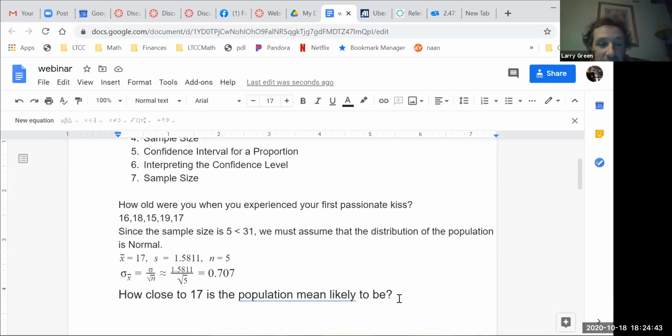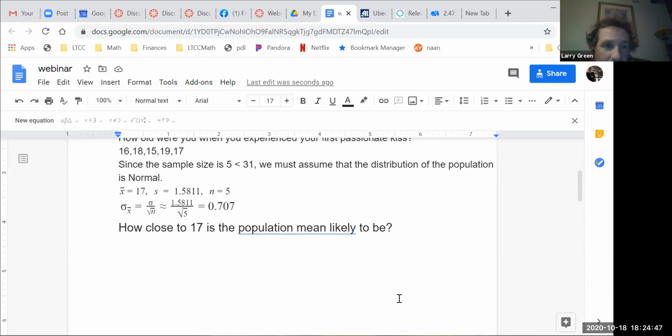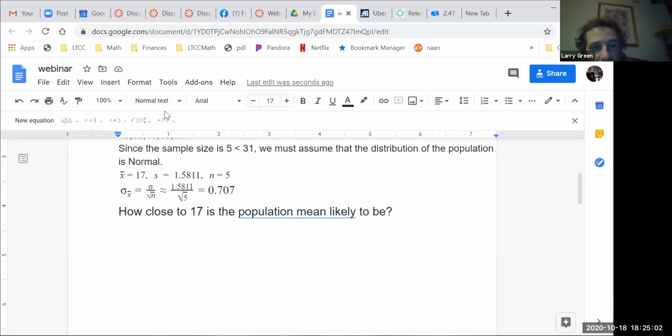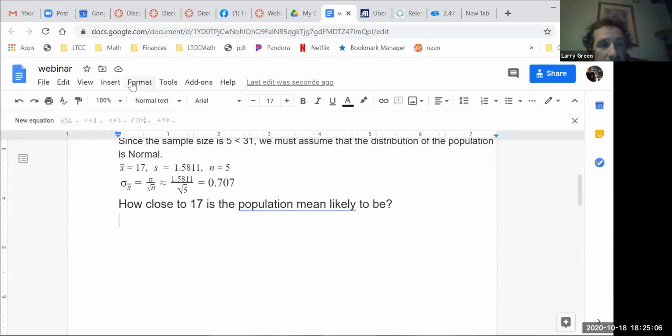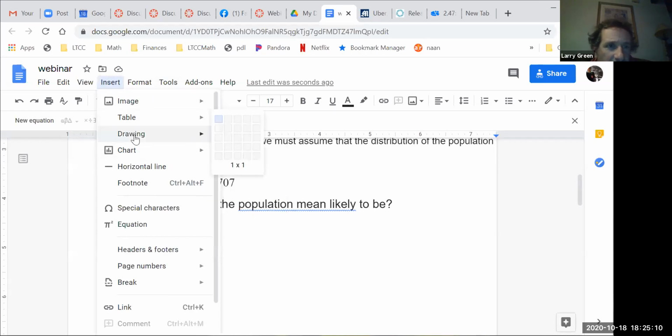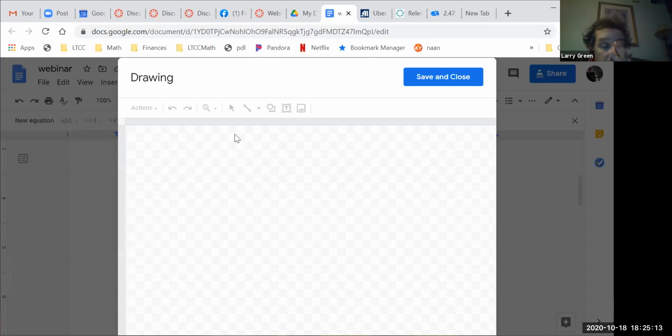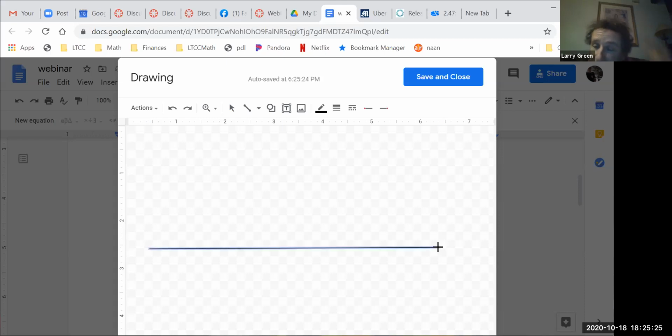Okay, the naive approach, and I'm going to do this because I think it's worth it, is to say, well, we have the mean of 17. We have sigma sub x bar approximately equal to 0.7. So let's draw a little picture. I think pictures are important. And we are assuming we have a normal distribution. So that means I can draw a normal curve. Hopefully you all know that because that was a big deal in our class. That's part of the central limit theorem. So let me draw a normal curve.